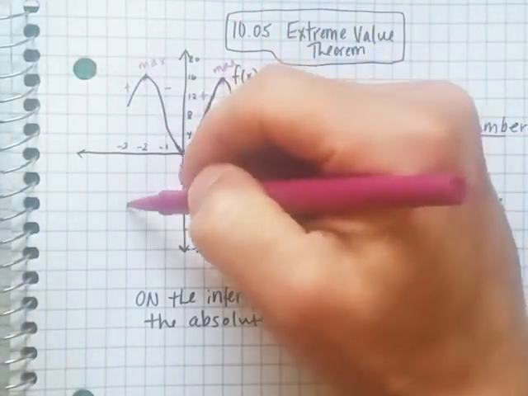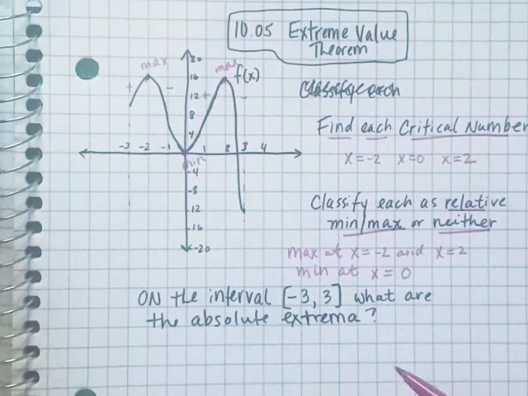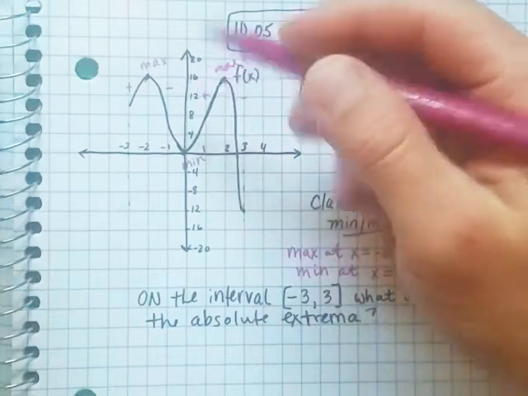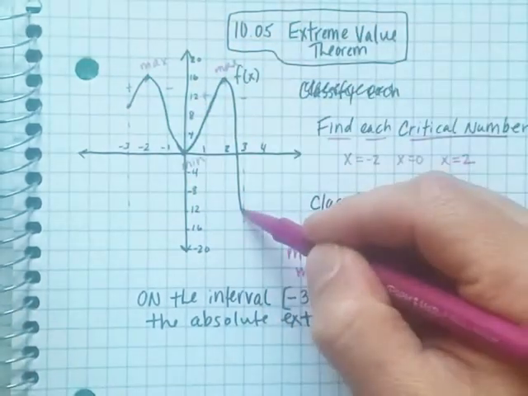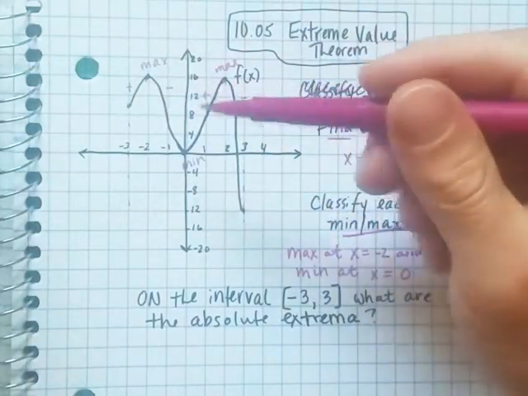Now, today what we're going to be talking about is absolute extrema. So on this interval from -3 to 3, what are the absolute extrema? Why this is a little bit different is because now we have to take a look at the endpoints of the graph to see if those extend past our relative max and min.